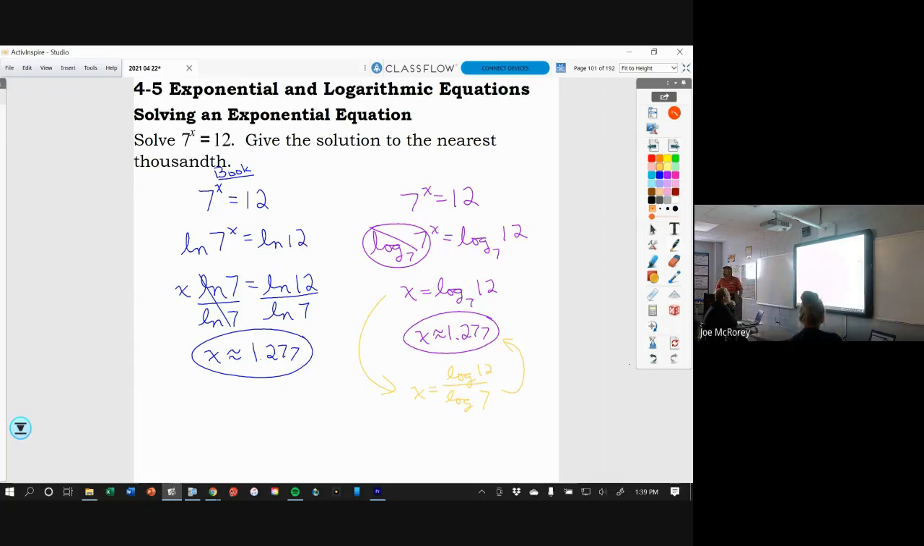Which way is the best way? My way. Whichever way that you remember and works well for you.